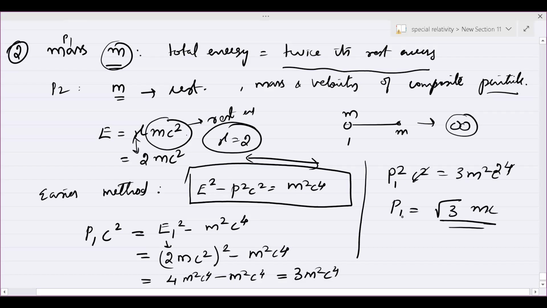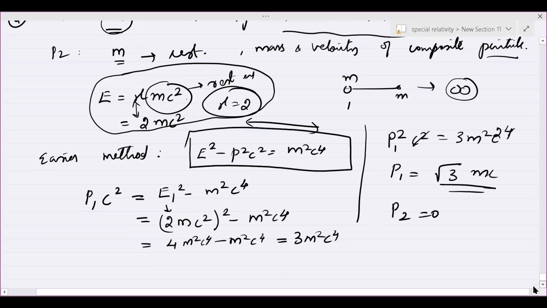This is the quickest way to get the momentum because the energy is given and we know the mass. You can try the other method too. It also works, there's nothing wrong in doing it, but it involves more steps and steals your time. So this is the quickest way. We also know that P2 is equal to 0, because the second particle is at rest. Is this clear?